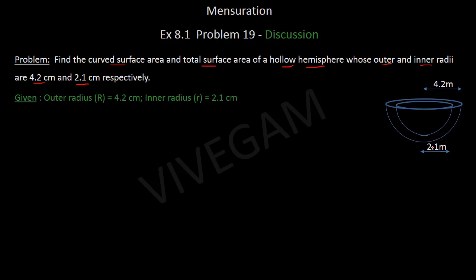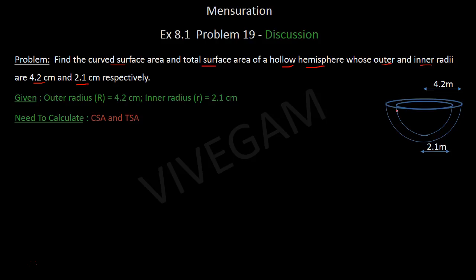So we are asked to calculate the curved surface area and the total surface area. Curved surface area is this area plus this area. Total surface area is this curved surface area plus the area of the rim. At the top edge you can see two circles. That rim also needs to be included. That is the total surface area. That is typically pi into, that is a circle, right? So capital R, pi R square minus the inner circle, pi small r square.